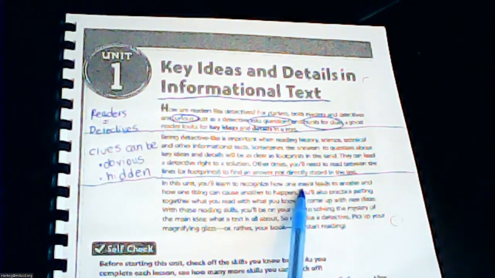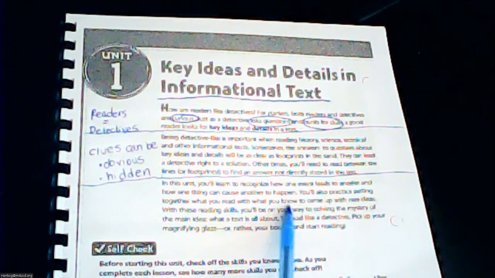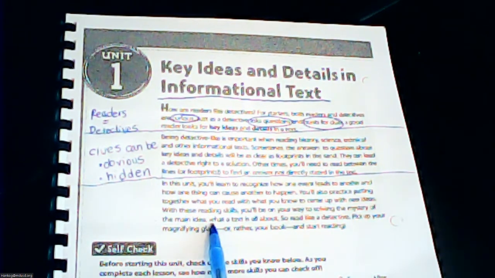Next section. In this unit, you'll learn to recognize how one event leads to another and how one thing can cause another to happen. Sounds like cause and effect, doesn't it? You'll also practice putting together what you read with what you know to come up with new ideas. Did you know that you bring your own ideas when you read? With these reading skills, you'll be on your way to solving the mystery of the main idea, what a text is all about.